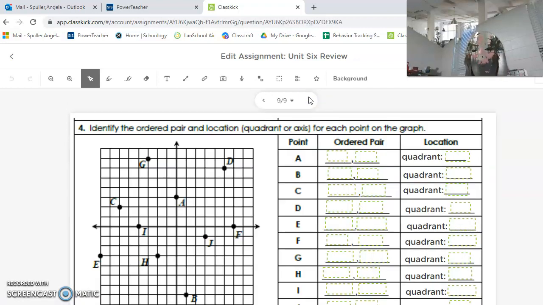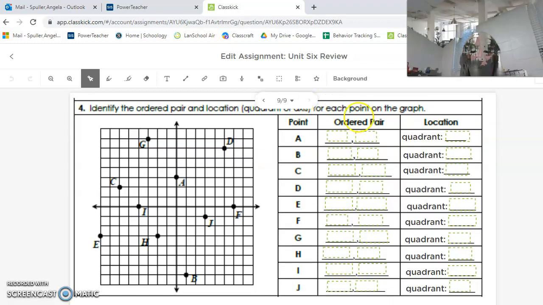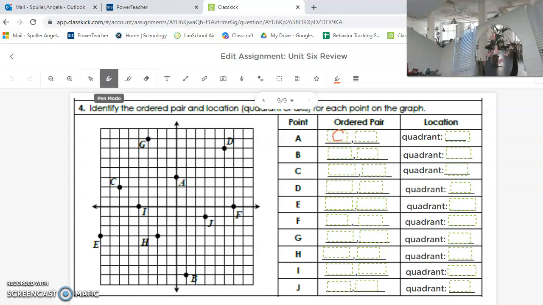All right, so now we got to pick our ordered pairs and figure out what quadrant they're in. So A, I didn't go over any, so I'm actually just going to do it this way. I will put 0, but I went up 3. Remember, that's the Y axis.